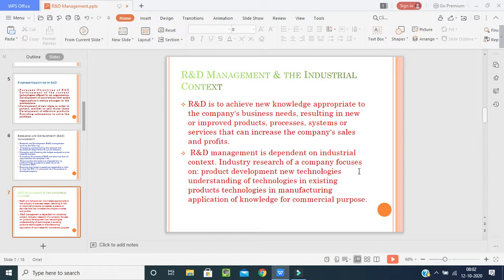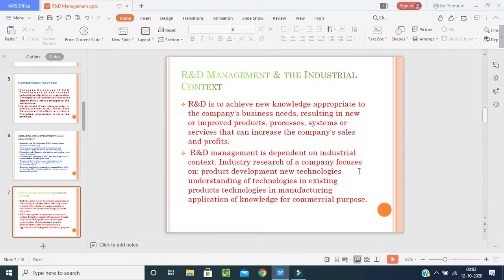R&D is to achieve new knowledge appropriate to the company's business needs, resulting in new or improved products, processes, systems, or services that can increase the company's sales and profits. So it has been mentioned clearly that the business needs result in a new or improved product or process. Whatever the system, the procedure, the service, or the business need of the company, all these things will be taking place.